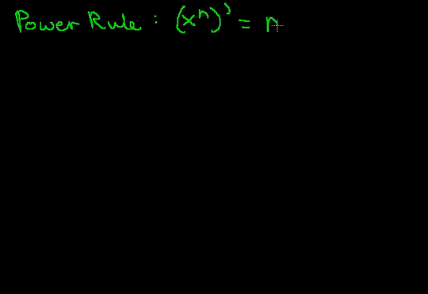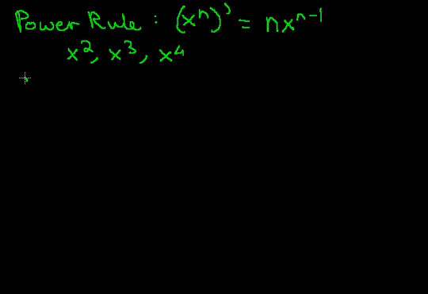So the first rule we did was the power rule, and the power rule says that if we were looking for x to the n prime, that equals nx to the n minus 1. And examples of this is, say you had x squared, or x cubed, or x to the fourth, or x to any power, it's nx to the n minus 1.